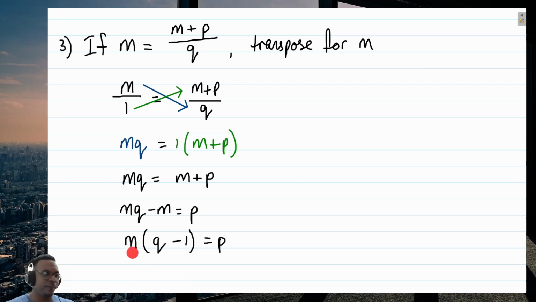Now this is m multiplied by q take away 1. So the operation here is multiplication between the m and the q take away 1. So when we carry across the q take away 1 to the right hand side of the equal sign, the operation will change from multiplication to division. So this q take away 1 will go underneath the p. So I'll have m is equal to p divided by q take away 1. And that's your answer.